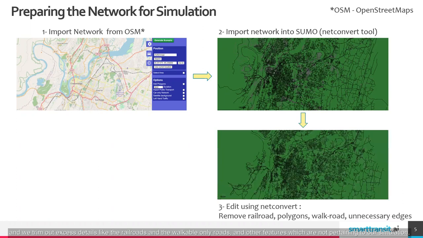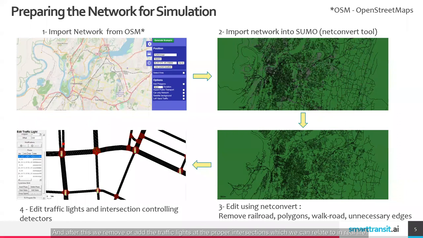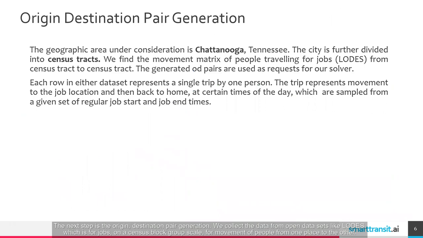And we trim out excess details like the railroads and the walkable only roads and other features which are not pertaining to our simulation. After this, we remove or add the traffic lights at the proper intersections, which we can relate to in real life. This allows us to get a good replica of the city's actual road network. The next step is the origin destination pair generation.